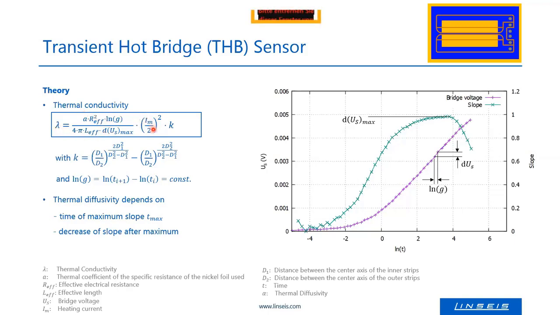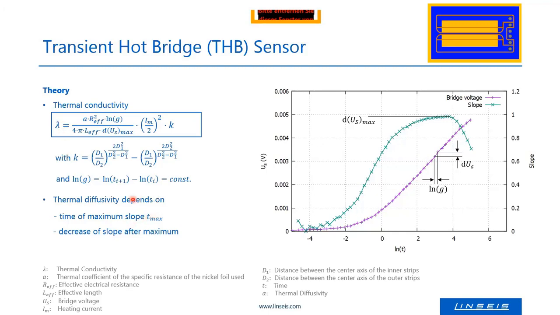Here we have the heating current. Of course, the curve also depends on the heating current which we apply and on the thermal conductivity. Everything else is constant. These factors here are constant. The calibration constant is constant. And the current is also constant during the measurement. So we only need to calculate the slope, and then we can calculate the thermal conductivity.